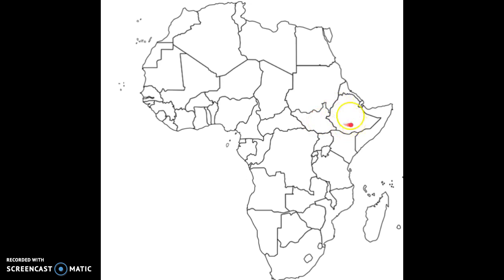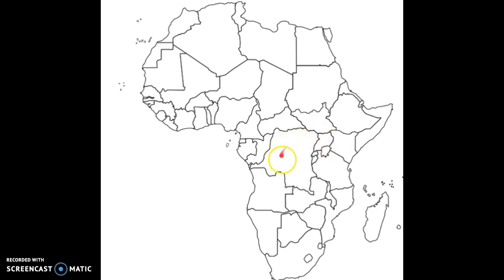So here we have Ethiopia. In the Horn of Africa, this is Somalia. And don't forget this tiny country here between Eritrea and Somalia. This is Djibouti. So then below Ethiopia, we have Kenya. Right next to Kenya, we have Uganda.